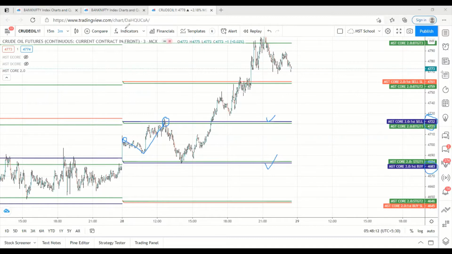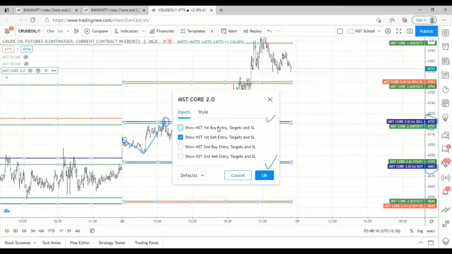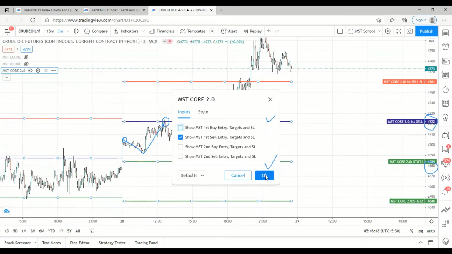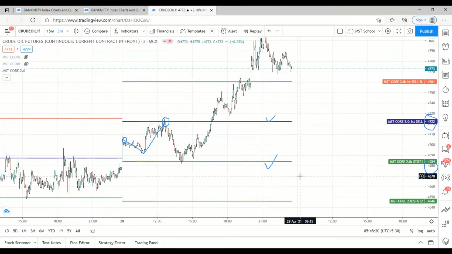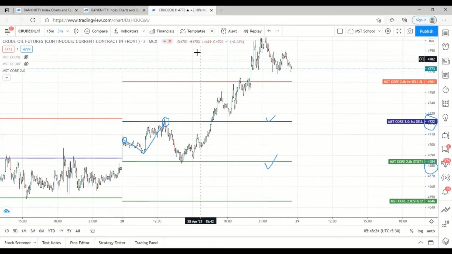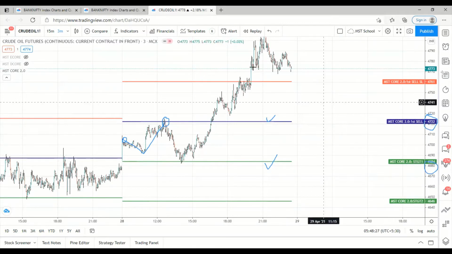Now what you have to do? Once sell is activated, we have to cancel the buy. We should not go for the buy. I'm explaining the strategy to you, right? Now what is our first target? The first target is 4684. So after the sell activated, it came down exactly to our target 4684 and the low made was 4682. So exactly our target has been achieved.